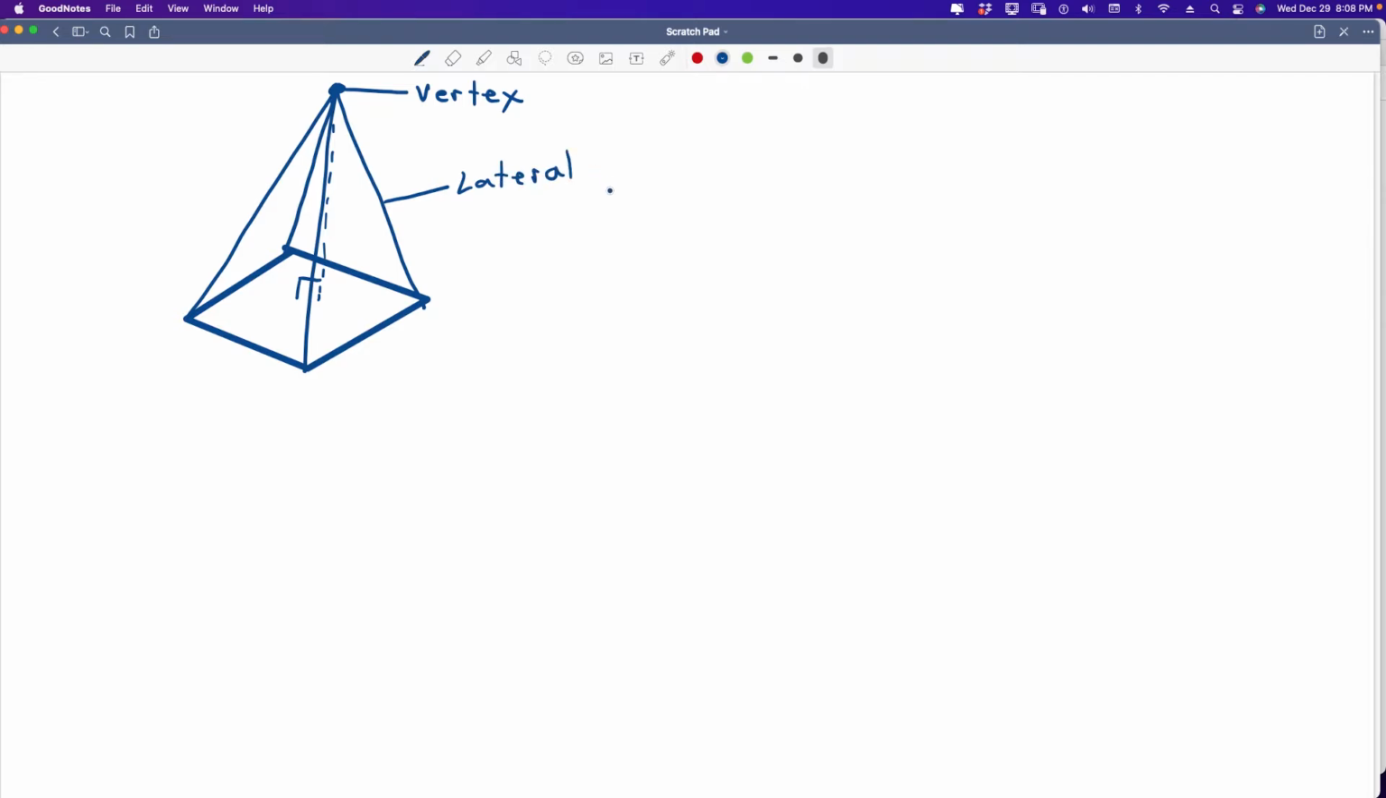Lateral means side, so this is an edge on the side of the pyramid, right? It's like a corner. Now the actual flat surface of this, right here, that's called the lateral face. And face comes from the word surface, right? Meaning flat face. So this would be the flat face of one of the sides of the pyramid.